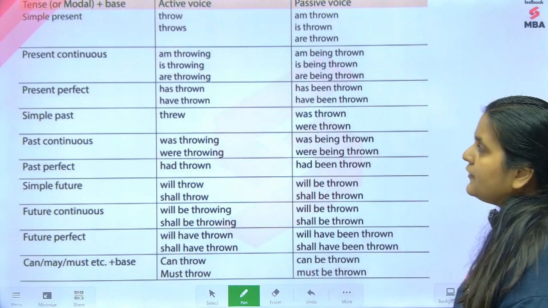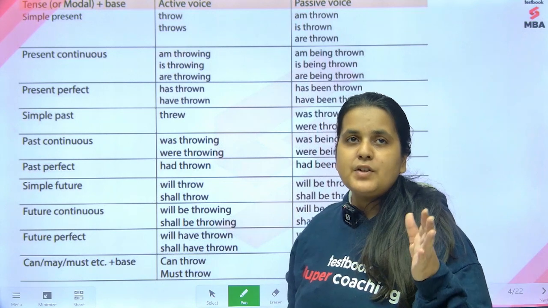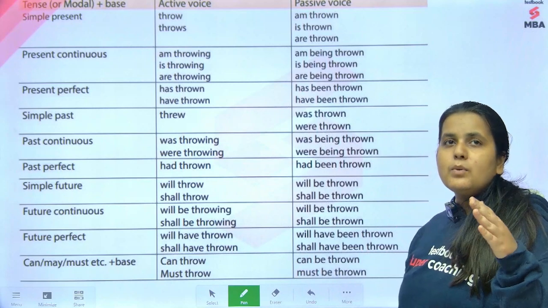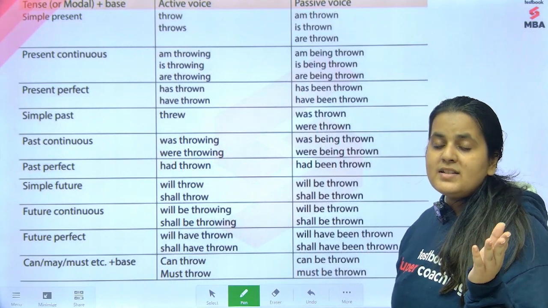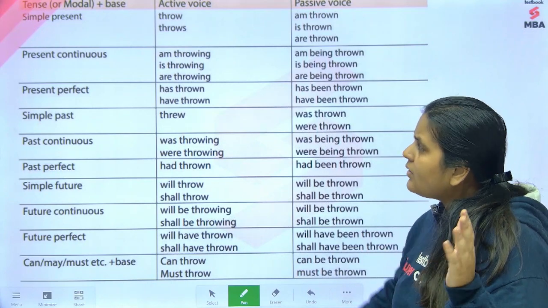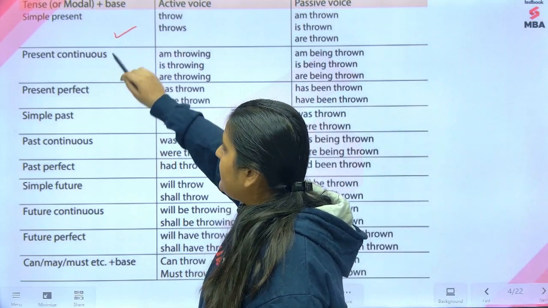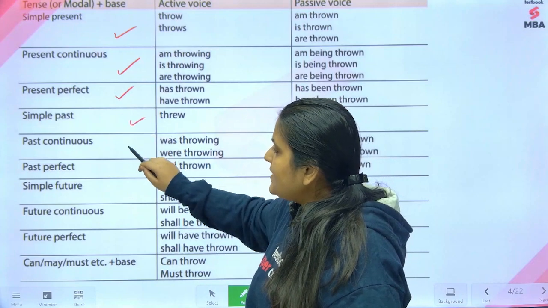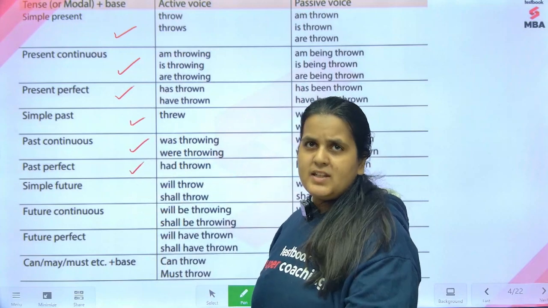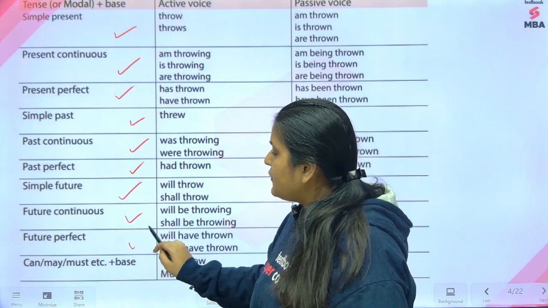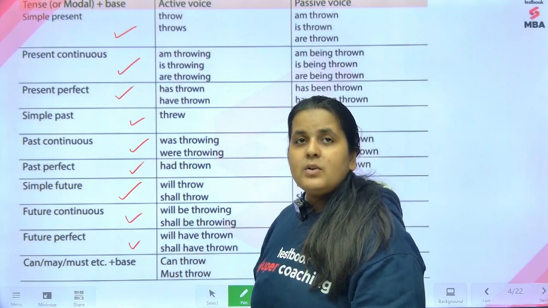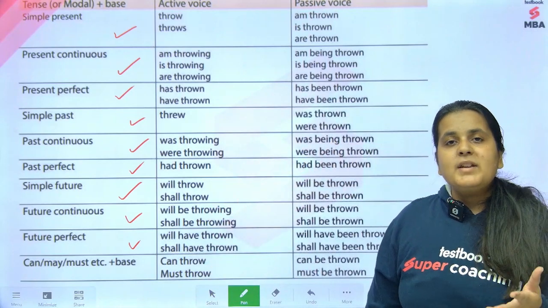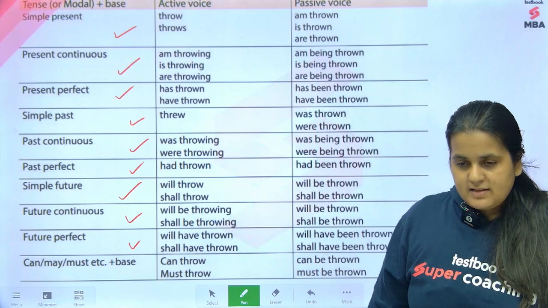Okay, so if you remember, we discussed 12 different types of tenses. For the purpose of active passive voice, we are not taking the present perfect continuous, past perfect continuous, and future perfect continuous. So out of those 12 types, for the purpose of understanding active passive voice, we're basically going to take the 9 important types of tenses.